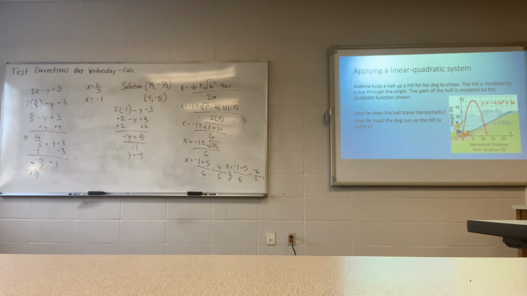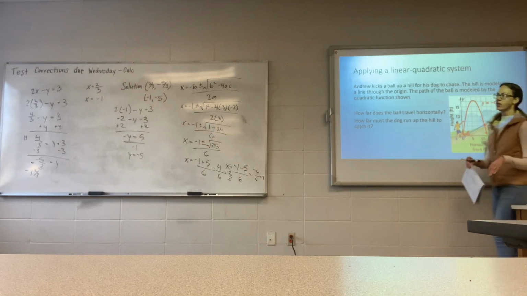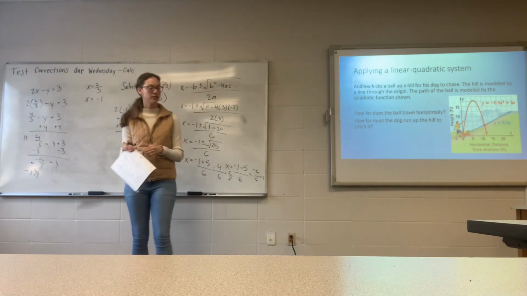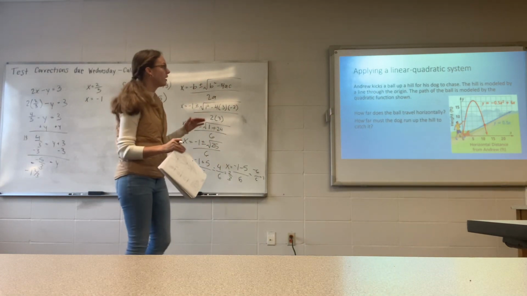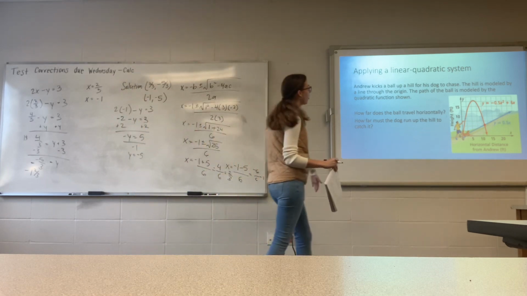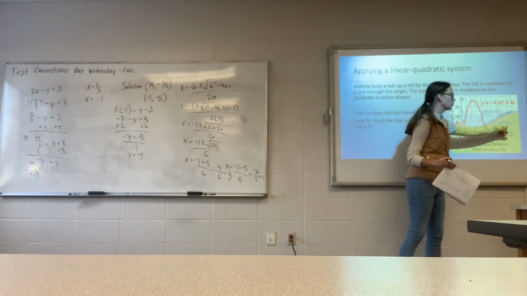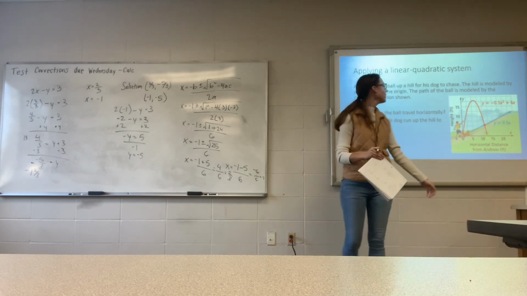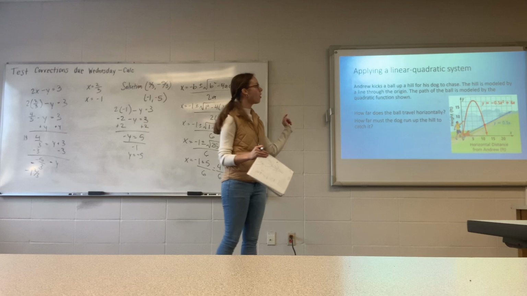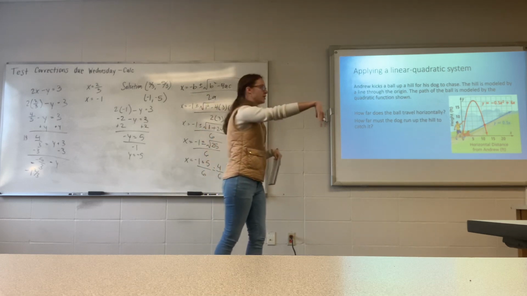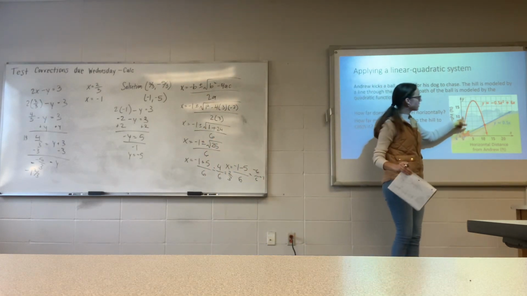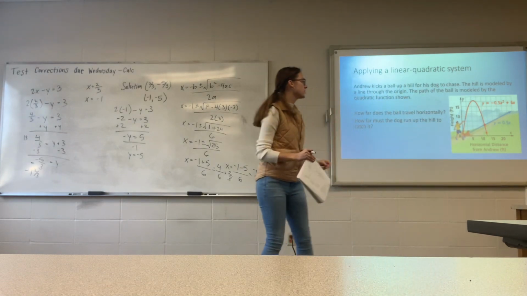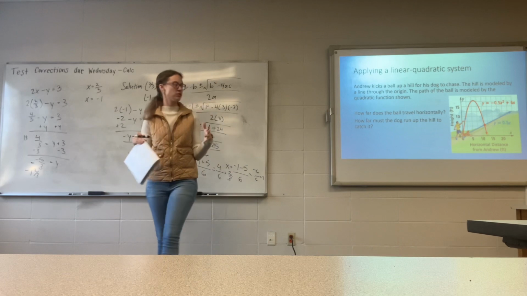Okay, so let's do a word problem with this stuff. It says, Andrew kicks a ball up a hill for his dog to chase. The hill is modeled by a line through the origin, and it has this equation, y equals 0.5x. So that's the slope of our hill. And then the path of the ball, so he's going to throw the ball up and it's going to come down, is modeled by negative 0.5x squared plus 6x. So those are our two equations that we're working with.